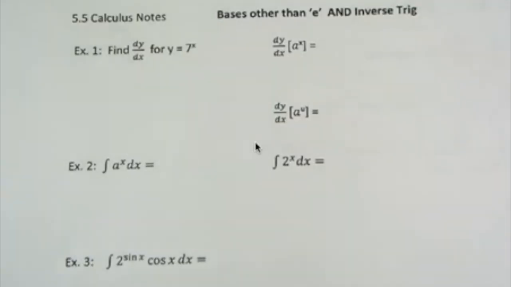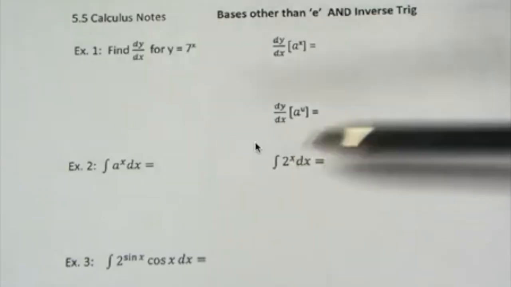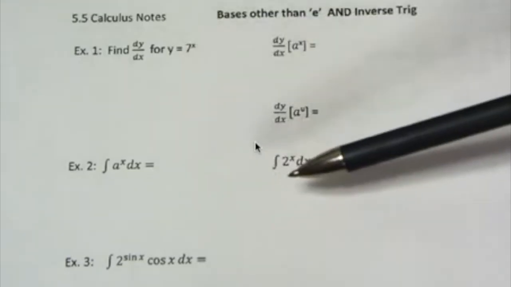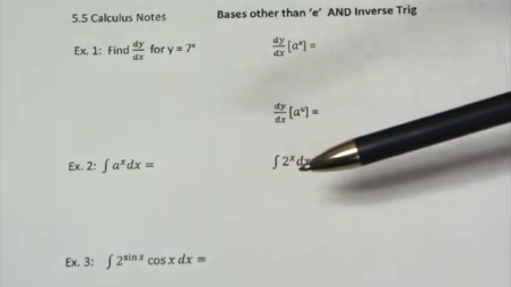So. We've talked about how to differentiate e to the x. The derivative of e to the x is e to the x, and the integral of e to the x is e to the x plus c. Well, now this lesson, about a couple different things, but we're going to differentiate and integrate exponential functions other than base e. So, we might differentiate 7 to the x instead of e to the x, or integrate 2 to the x instead of e to the x.